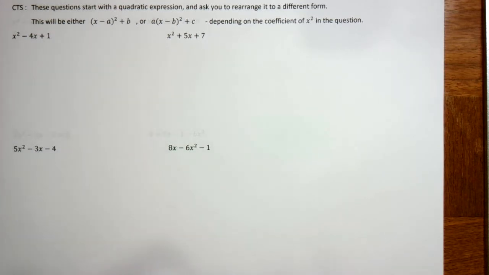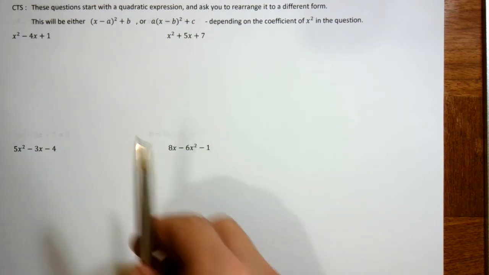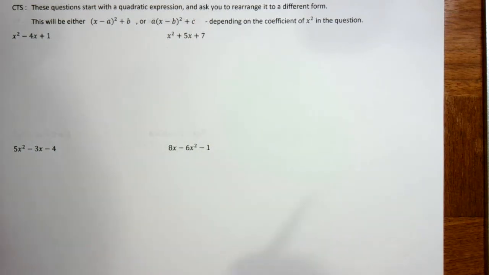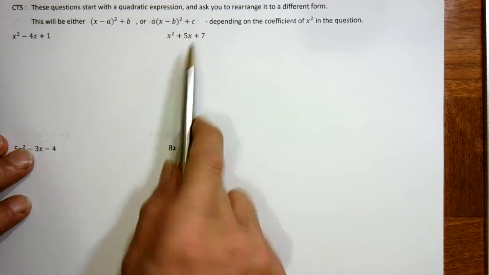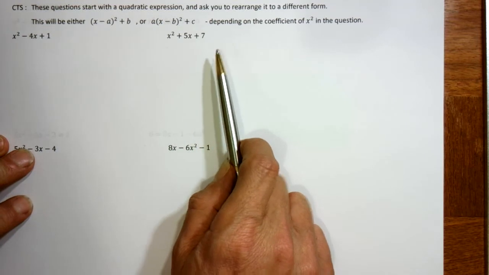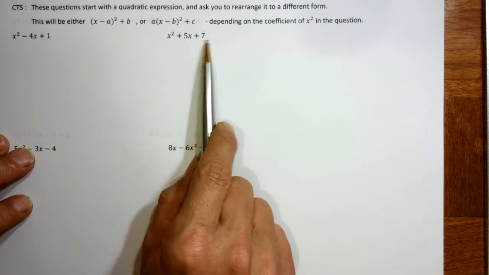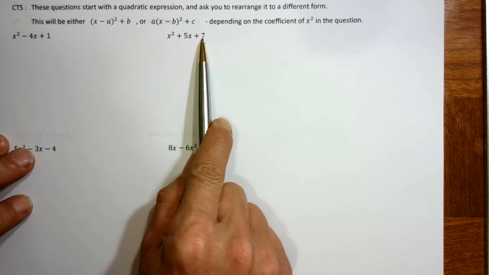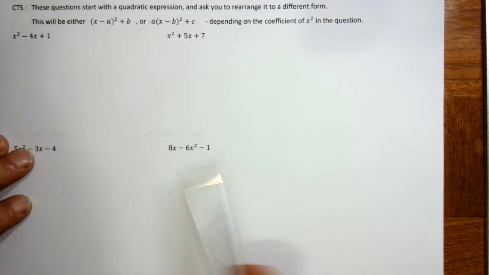The even better news is that you're pretty much guaranteed to get questions that look like this, where you have to complete the square, and you'll get 3-4 marks for doing it, maybe more. The completing the square questions start off with a quadratic expression in the normal way, like we've got here, and ask you to rearrange it to a different form. In these questions, you won't be able to factorise them. Yeah, this does not factorise. There aren't factors of 7 which add up to 5. There aren't factors of 1 which add up to 4, and so on.